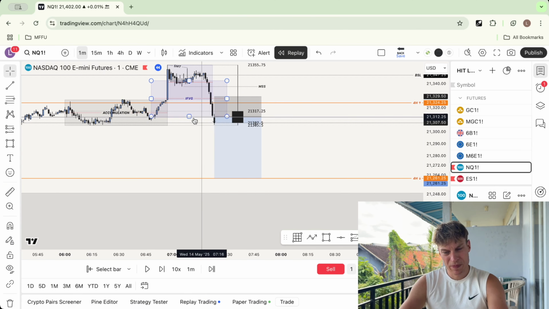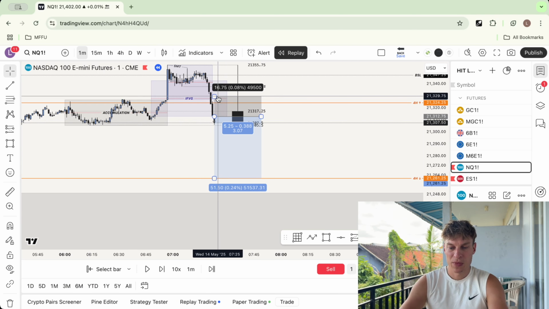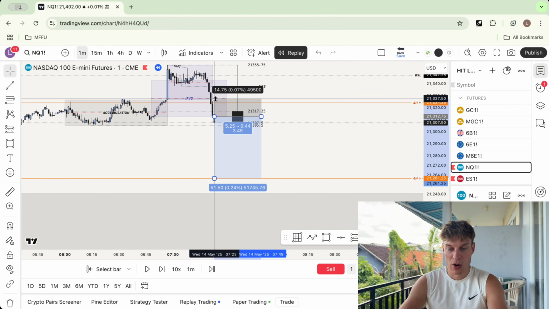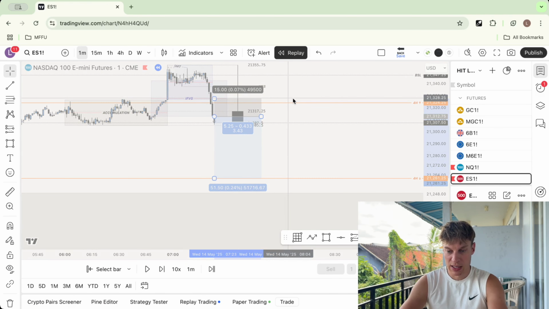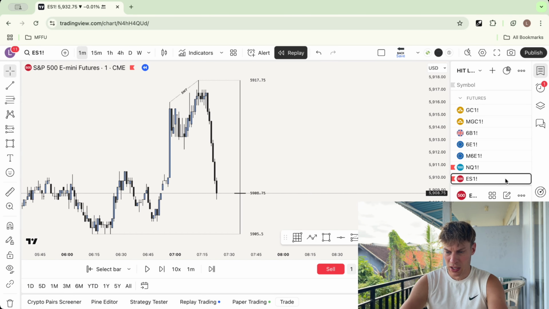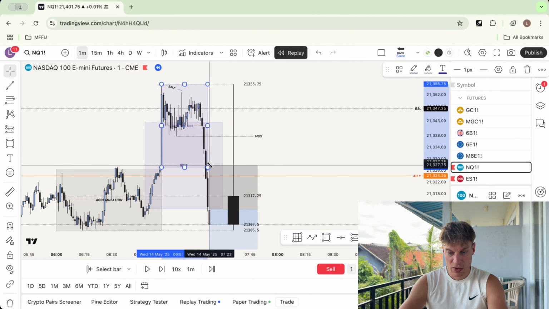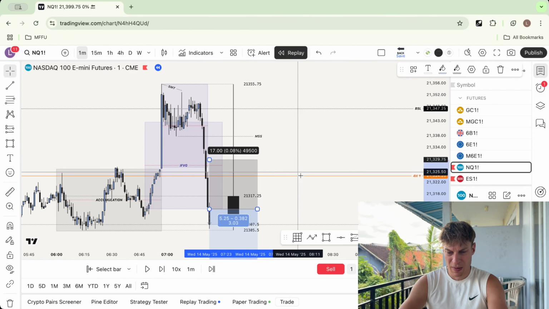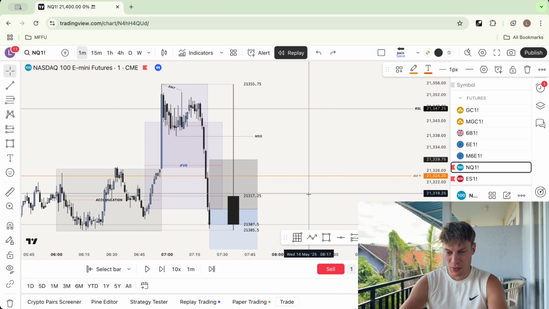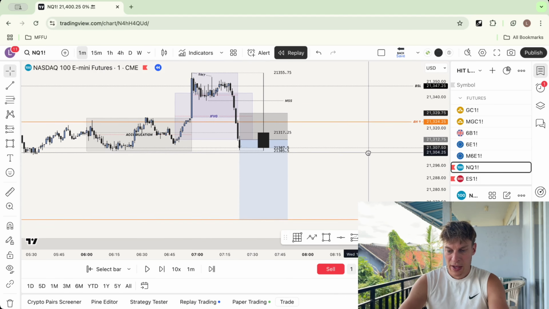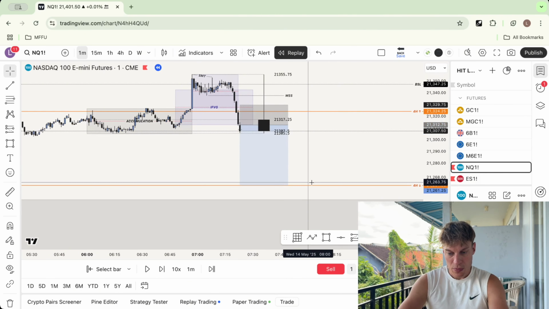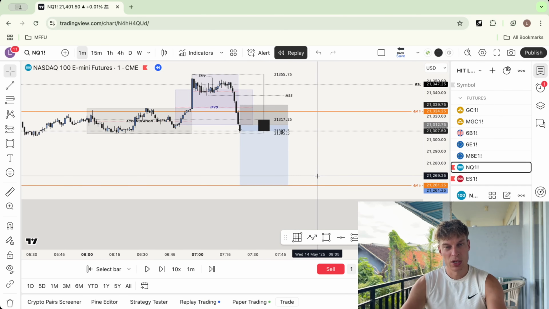Set my limit order at the bottom of this IFVG. Stop loss just above the 50% level. Could be more aggressive and put it on the 50% level, but I was playing a little bit conservatively. Oh my God, what have I done? Sorry, I was playing conservatively, so I put it a little bit higher. I can't remember exactly what it was, but it was around there. And my take profit at the previous candle's low.